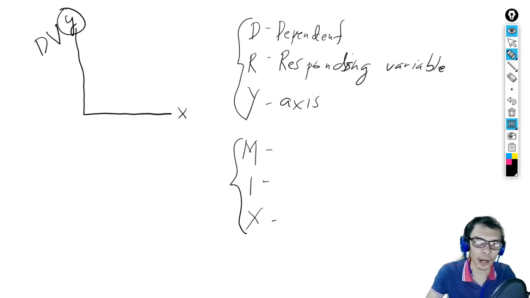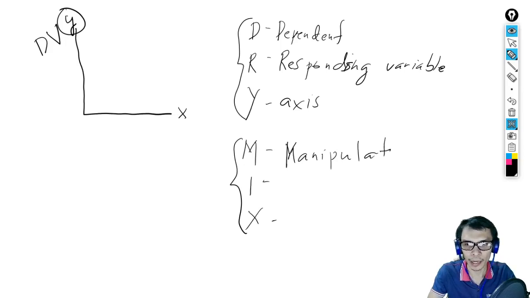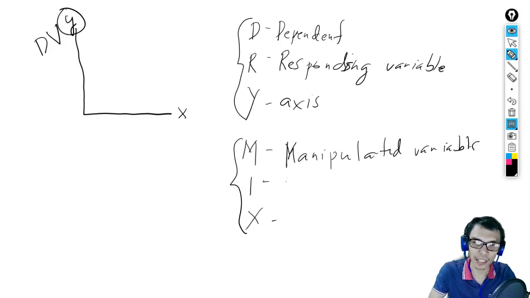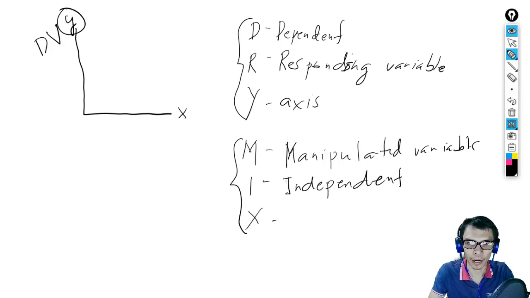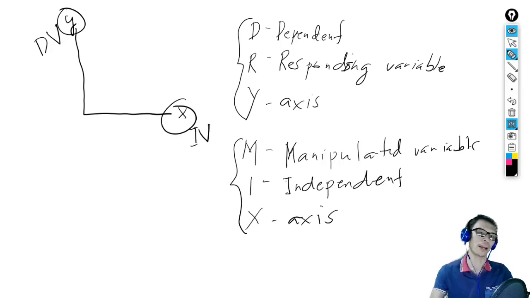Let's go to the other one. M stands for manipulated variable, which is the independent variable, and it is placed on the x-axis. So this x-axis contains the independent variable. That is why in science, in the relationship between distance and time, the distance is the dependent variable and time is the independent variable.